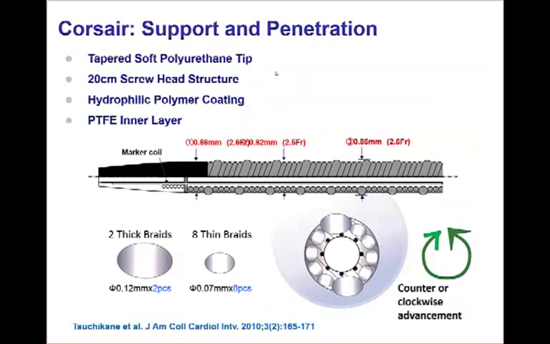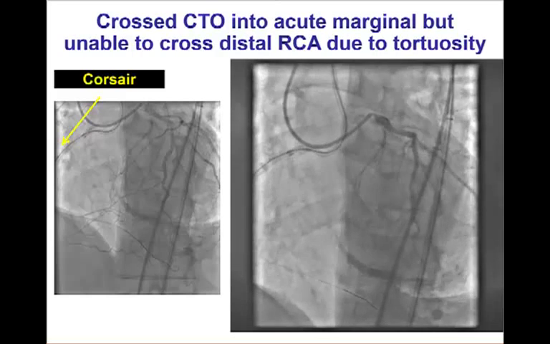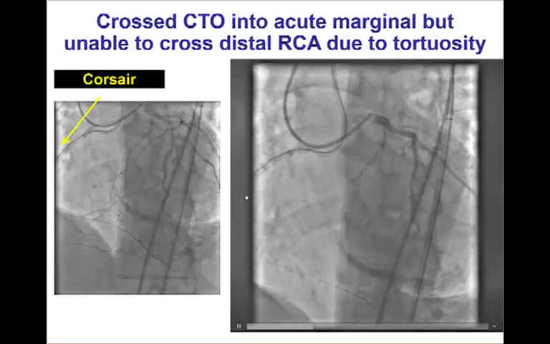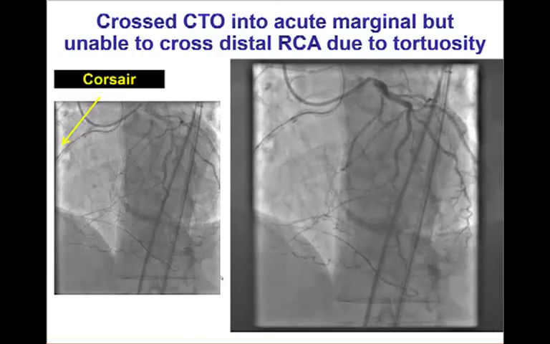We then tried the Corsair catheter, which is a catheter designed for the retrograde approach. However, it can be used very successfully for antegrade crossing as well. The catheter has a tapered, soft polyurethane tip, and then a 20 centimeter screw-thread structure with a hydrophilic polymer coating, and importantly, unlike Tornus, it can be turned in either clockwise or counterclockwise direction. We tried the Corsair catheter through the lesion, however the Corsair would not advance through the proximal cap.